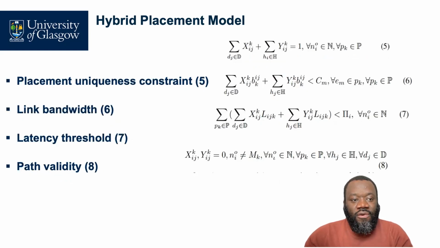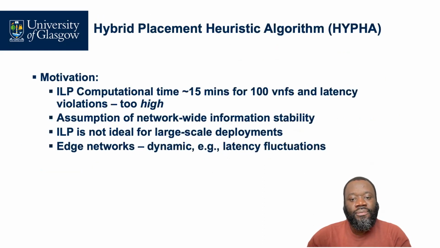In equation 5, we introduce a placement uniqueness constraint, ensuring that the functions placed on either user space or data plane packet processing elements are unique. Then we also look at the link bandwidth constraint, equation 6, the latency threshold, equation 7, and the path validity, equation 8, just to ensure that the path is valid at the time of placement. Bandwidth and latency are essentially checking all the vNFs that you're trying to place, to see if you've got enough bandwidth or latency to support those vNFs.